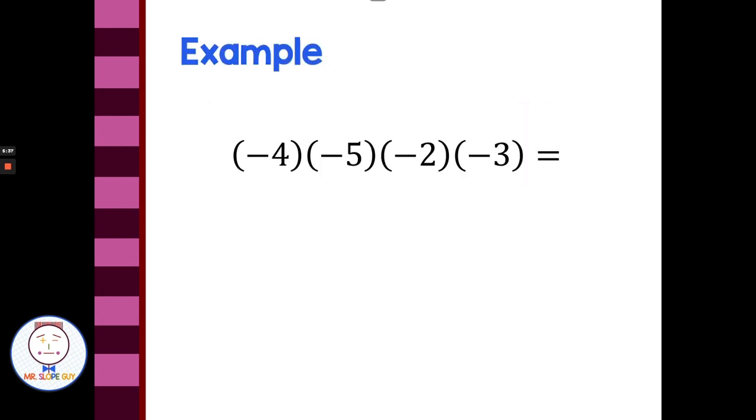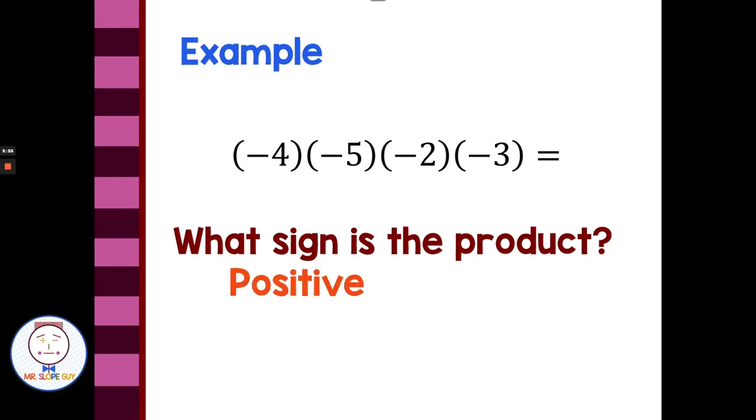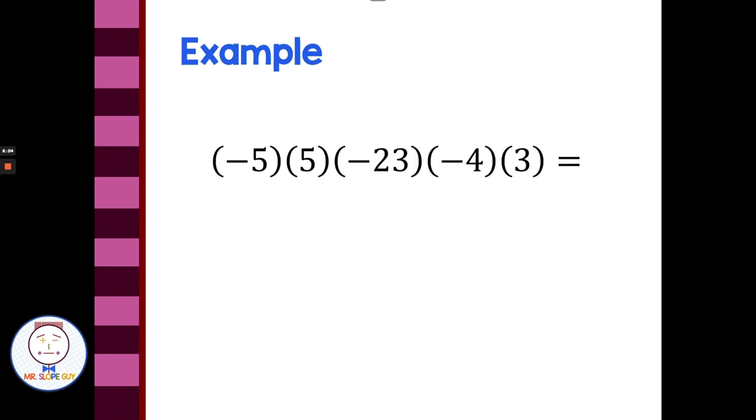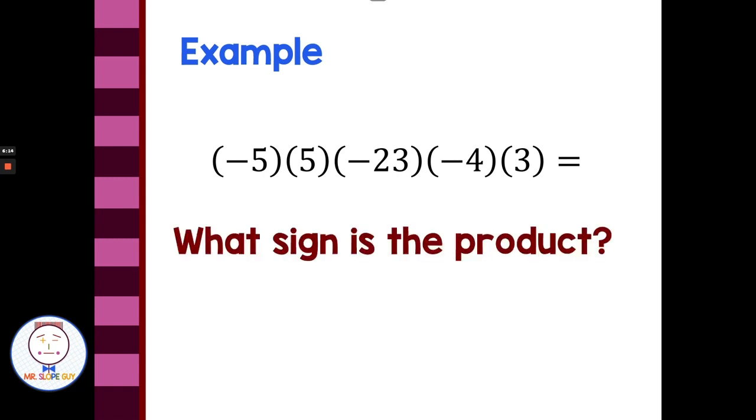So for example, we could do the solve part, but in this case, we're just really worried about the sign. How many negatives are we multiplying? Well, we have 1, 2, 3, 4 negatives. That's an even number. 4 is an even number. So if I multiply an even number of negatives together, your answer will be positive. And then you could do the 4 times 5 times 2 times 3. What about this one? Is the sign going to be negative or positive? Well, how many negatives do we have? Negative 5, negative 23, negative 4. That's 3 negative numbers we're multiplying. 3 is an odd number. So what sign is the product?